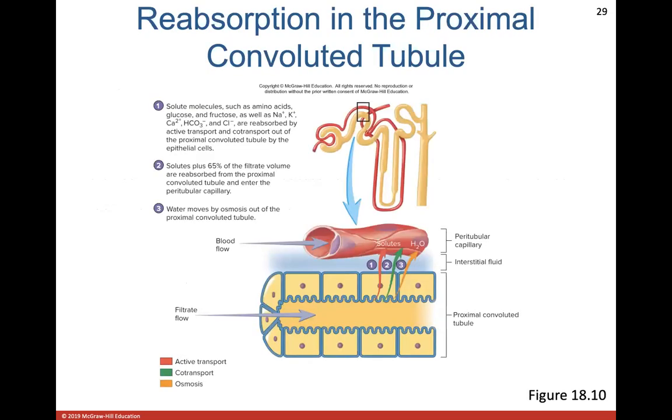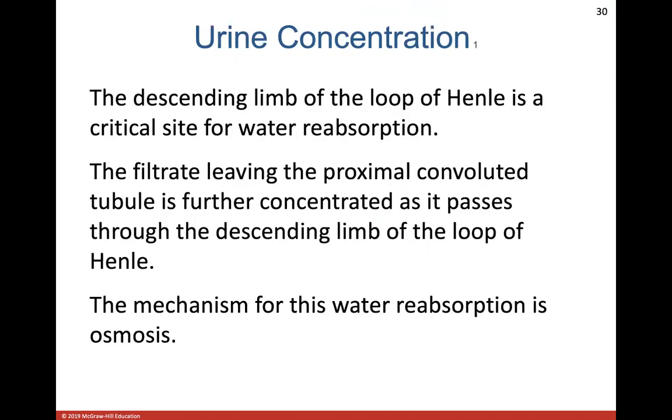So here we have reabsorption in the proximal convoluted tubule. This shows that most solutes, plus 65% of the filtrate volume, are reabsorbed from the proximal convoluted tubule and enter back into the peritubular capillaries. So most of the reabsorption occurs in the proximal convoluted tubule.